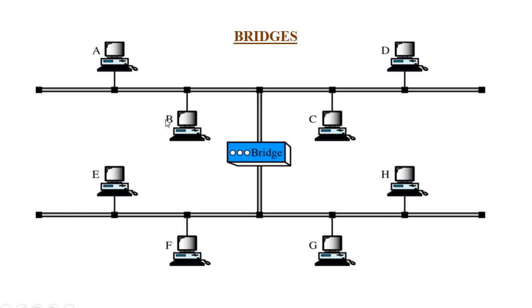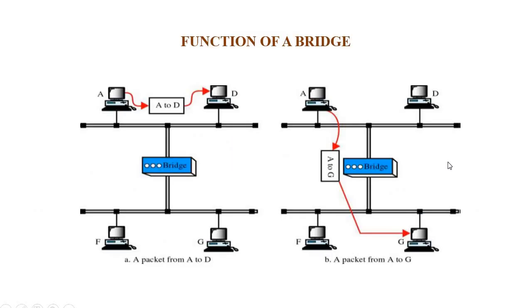A, B, C and D is one network. E, F, G, H is another LAN network. They are connected by the bridge. So here the different LANs are connected. The data is transmitting from A to D, and we have also connected one LAN segment to another segment.